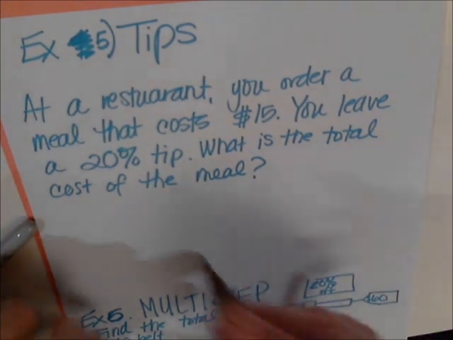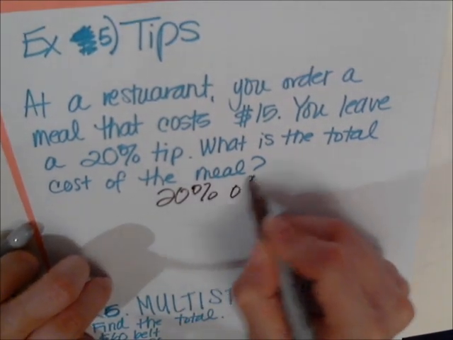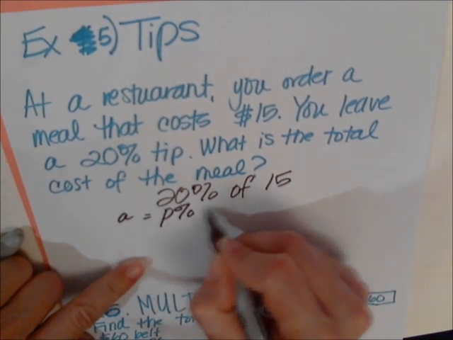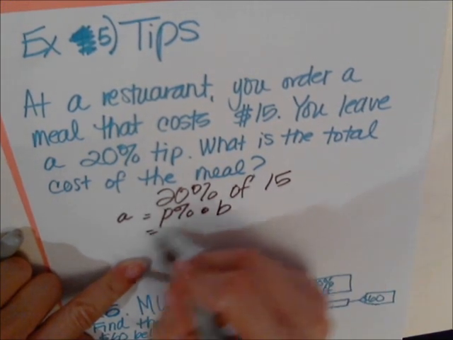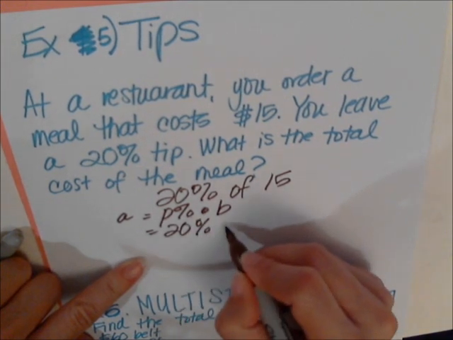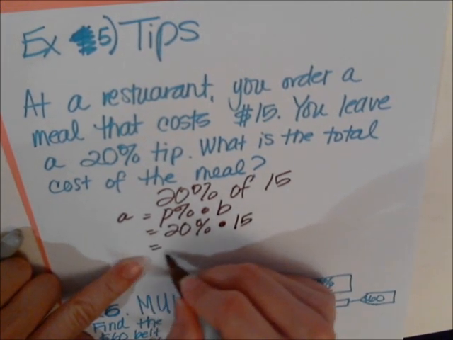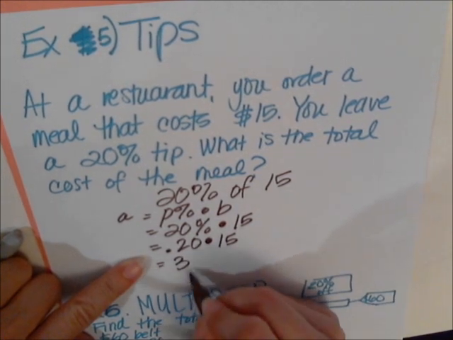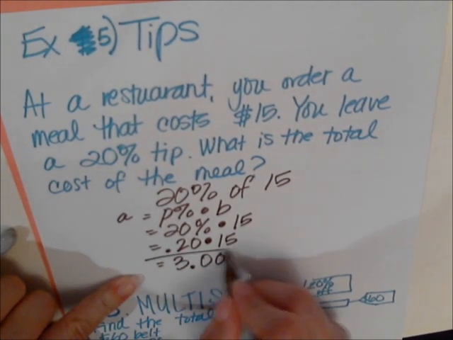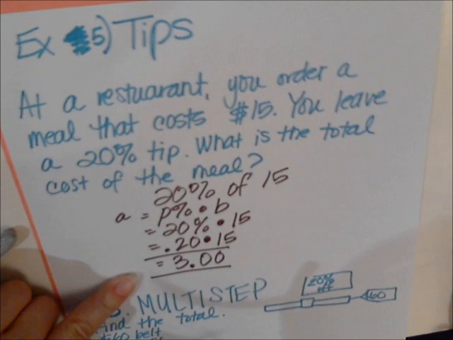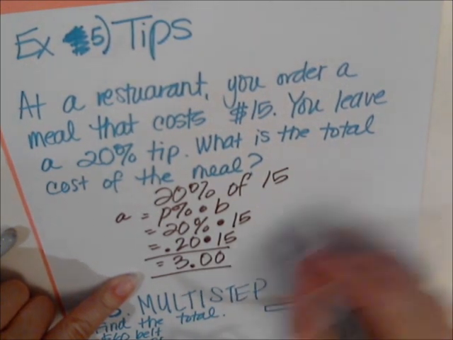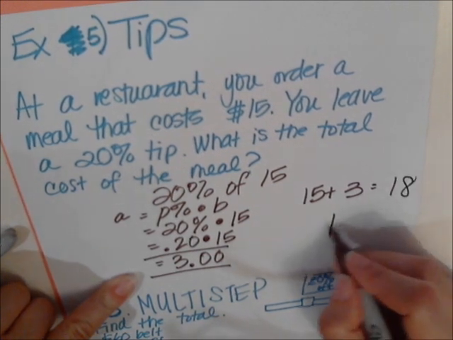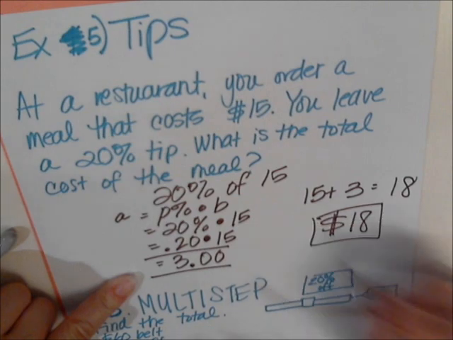So once again, we're going to find 20% of 15. So I can use that percent equation, 20% times 15, 0.20 times 15, that equals $3. So that is the tip, okay? Now the tip is added to the cost of the meal. So the meal was $15, I add $3, my total is $18.